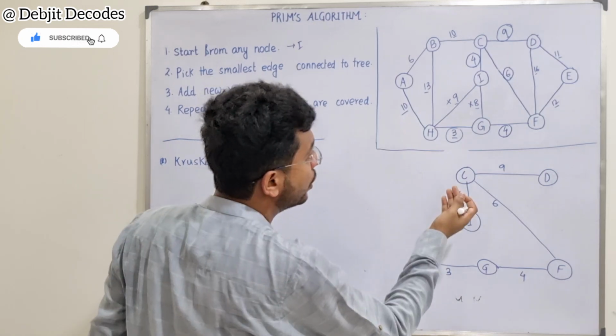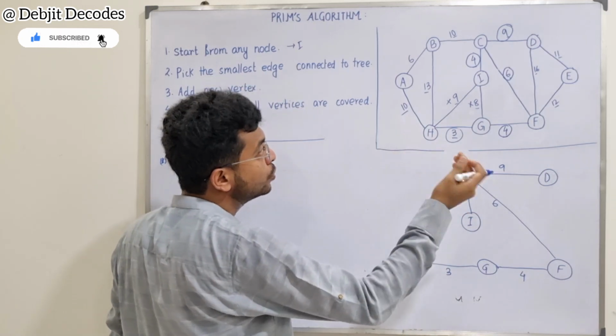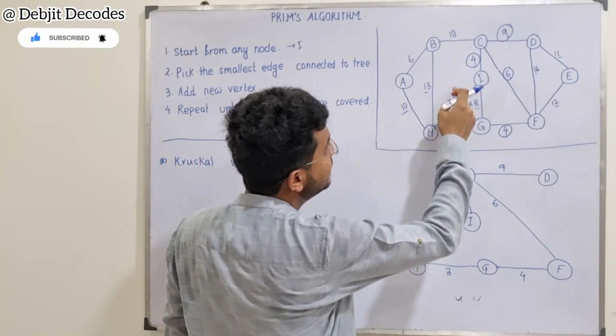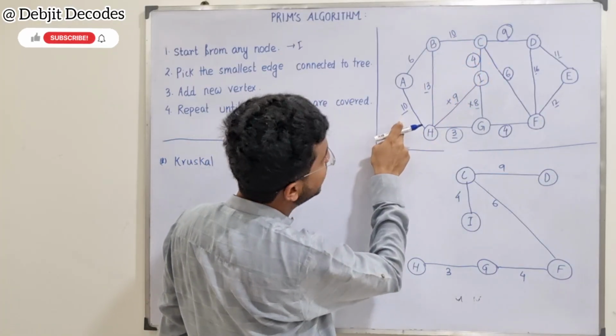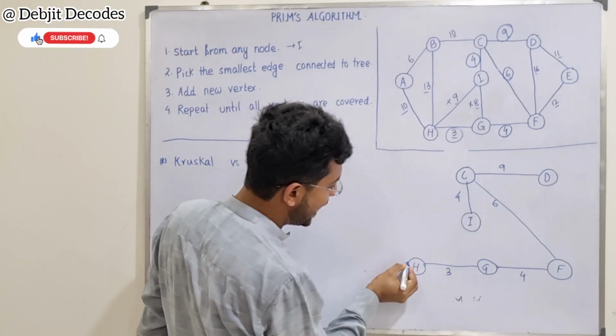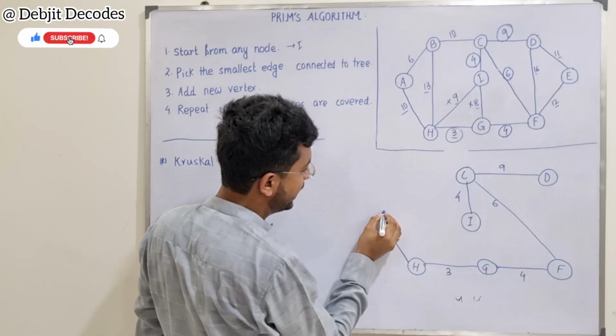Now what is the next node? What is the next edge you need to choose? 9 is done. So the next value is this 10 or this 10. You can either pick this one or this one. Suppose I am picking this one.